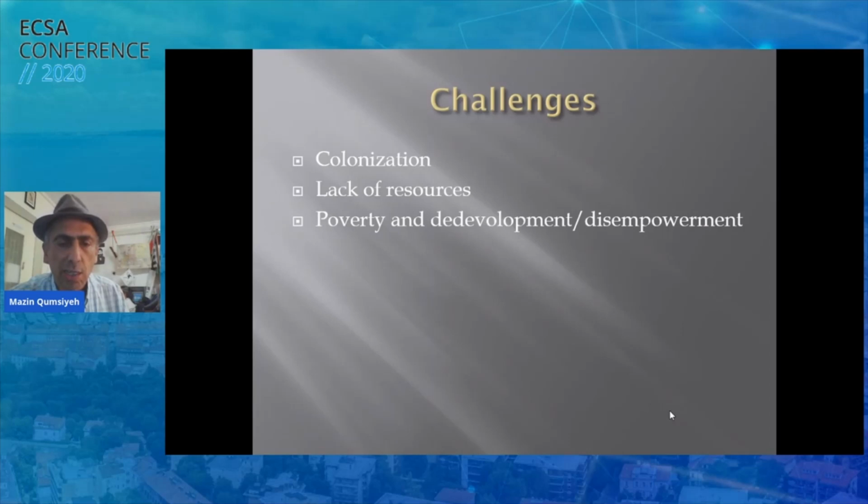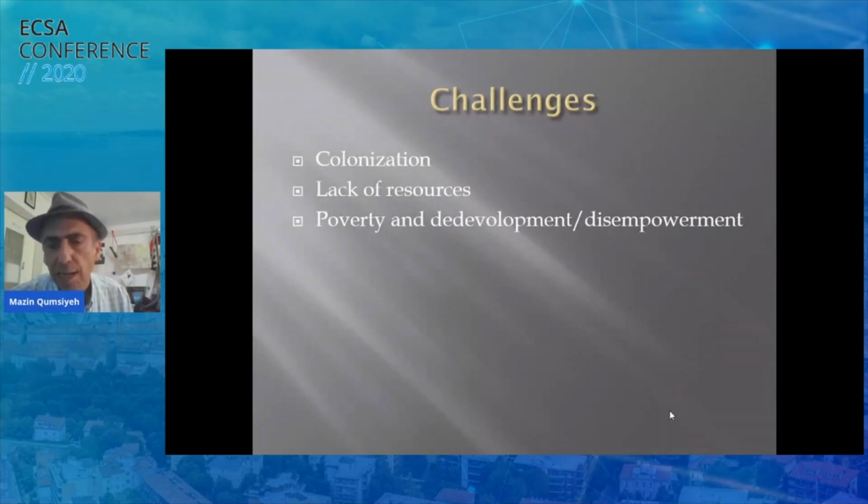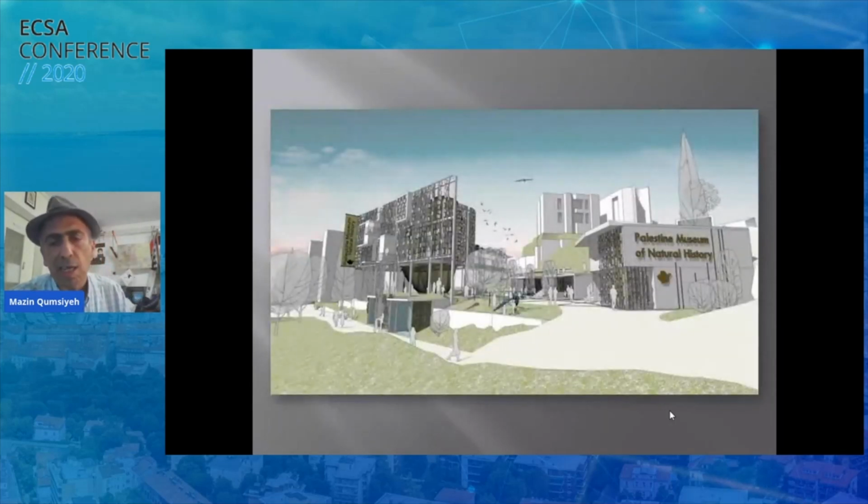We also have a lack of resources and poverty carried on us by the colonial occupiers. The idea, as you know, is they want a land without a people so that they can create a Jewish state. So this is what they do. And our vision is to build this institute as an institute for biodiversity and sustainability, a museum of natural history. We have now a small museum.